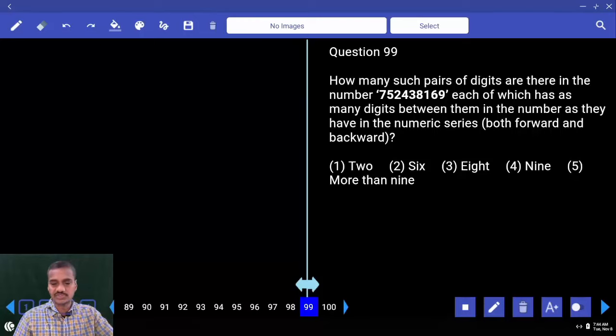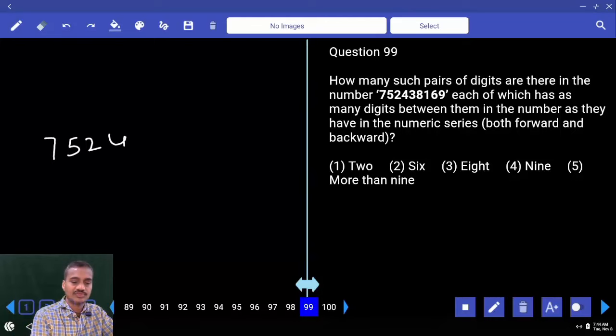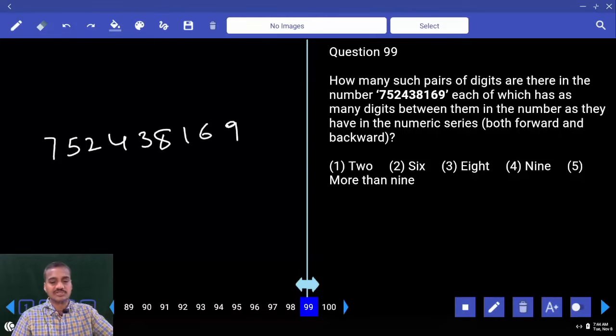Only 2 individual questions were there. How many such pairs are there? 7, 5, 2, 4, 3, 8, 1, 6, 9. And how many such pairs of digits are there which have as many digits between them?